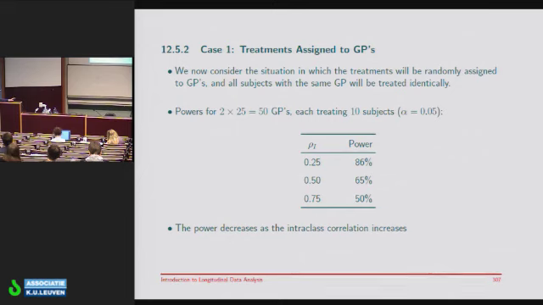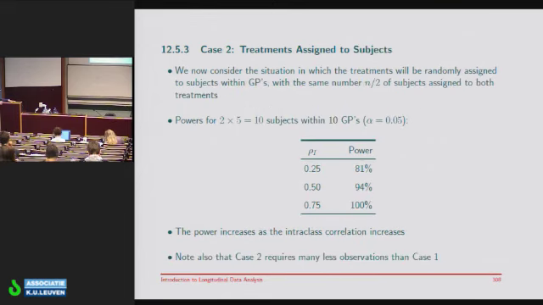It's not time. Wait and we will see why it is. Because in the next case, we still will not have time, but the experiment will be different. In the next case, the treatments will be assigned to the subjects, to the patients. So each patient would be randomized, and a doctor would treat half of his or her patients by treatment A and half by treatment B.